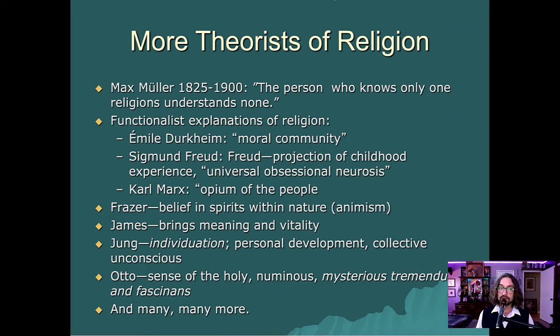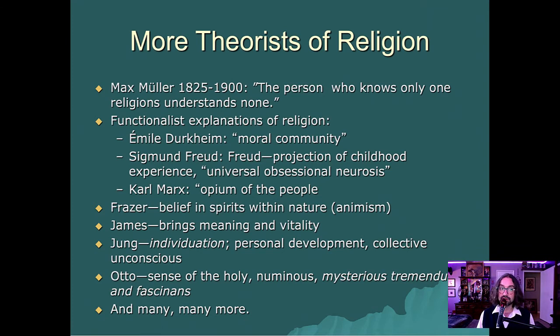Max Muller, often thought to be the father of comparative religion, sometimes alongside Mircea Eliade, writes, "A person who knows only one religion understands none." Some theories of religion are more reductive and dismissive, such as Sigmund Freud's. He understands religion as a projection of childhood experience and as a universal obsessional neurosis. Marx is famous for having said that religion is the opium of the people.